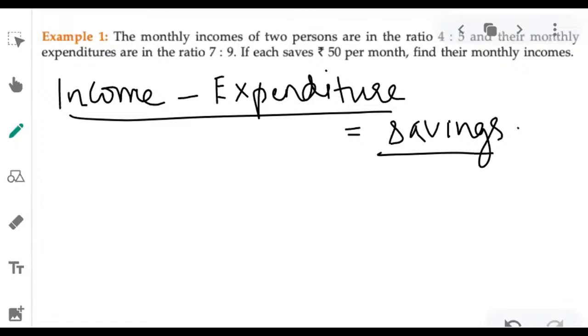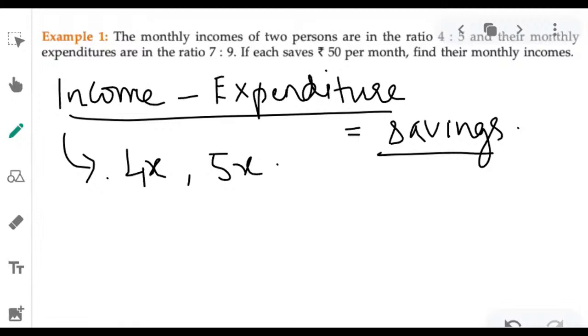My monthly incomes are in the ratio 4:5. So what can I take that the actual monthly incomes will be? When we don't know the main number in the ratio and we only have the simplified ratio, like I said, you always take 4x and 5x as the monthly incomes of the two people, right?